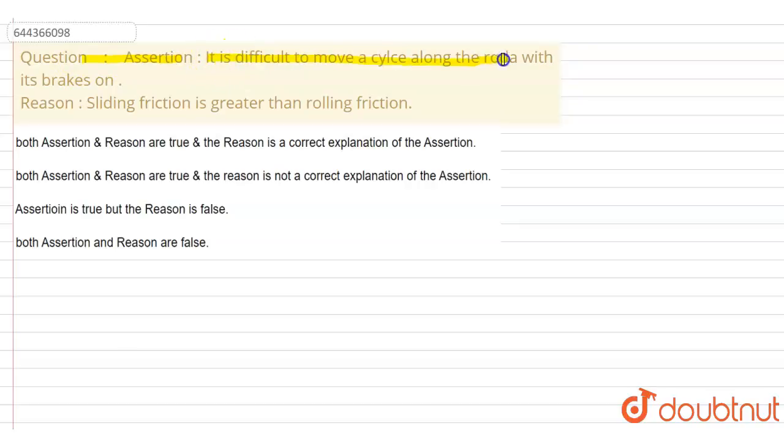Hello students, our question is, in assertion, it is said that it is difficult to move a cycle along the road with its brake on. Okay, so assertion is true because, let me write here, when we apply the brake, we restrict the rotation of wheel.